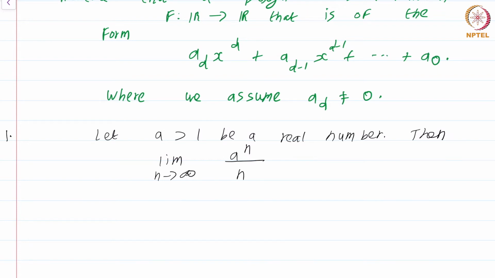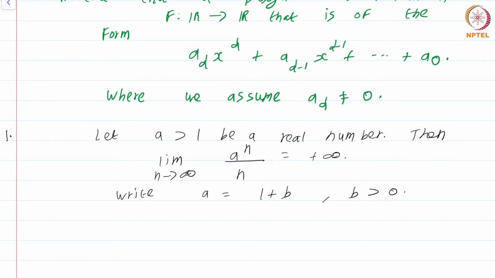In other words, this sequence a^n / n diverges to plus infinity. That means the growth of a^n cannot be counterbalanced by the growth of n. a^n grows much faster than just n. How do you show this? Well, again, we are going to use the binomial theorem. What we do is write a as 1 + b, where b is greater than 0.